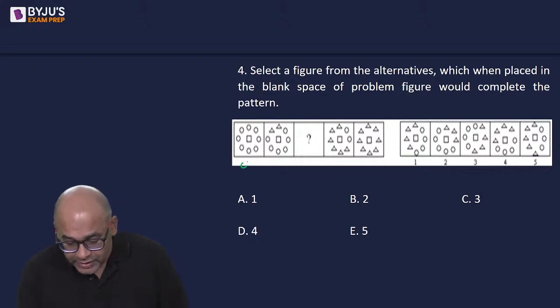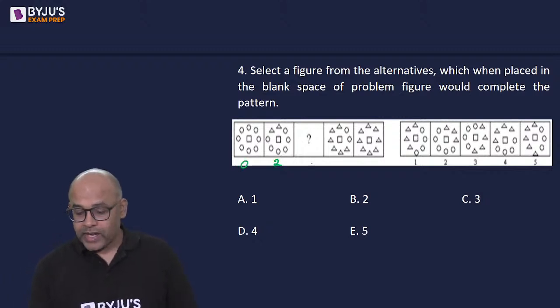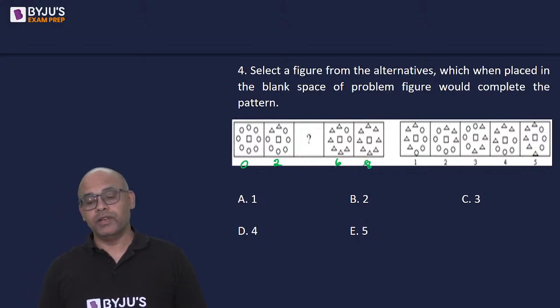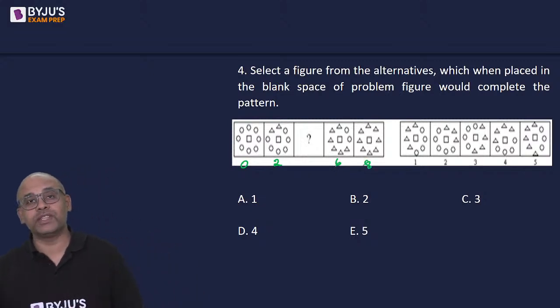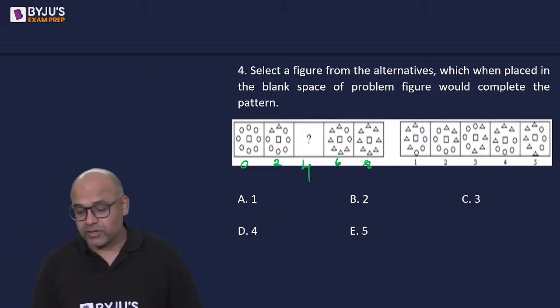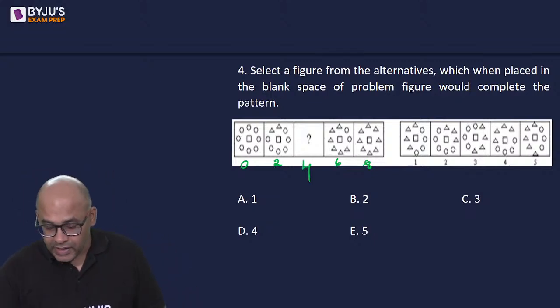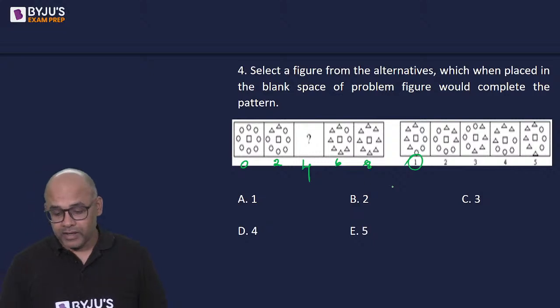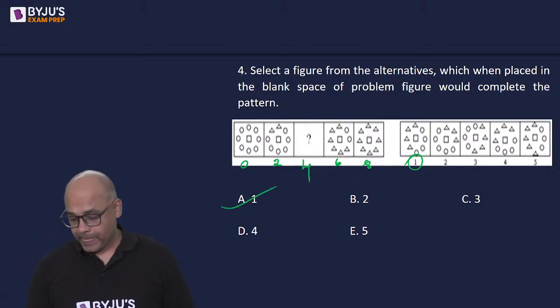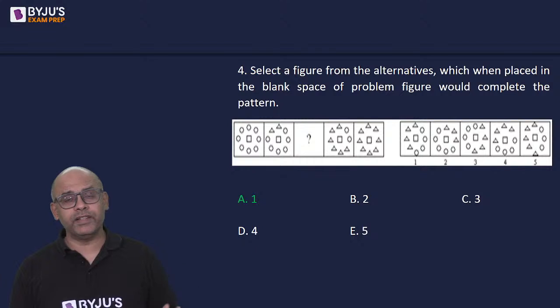So here, 0 triangles, 2 triangles, 6 triangles, 8 triangles. So the number of triangles are 0, 2, 6, 8. What is missing? 4 triangles. So your answer should have 4 triangles, which is clearly figure number 1. Therefore, option A. Very simple. This is not at all difficult.